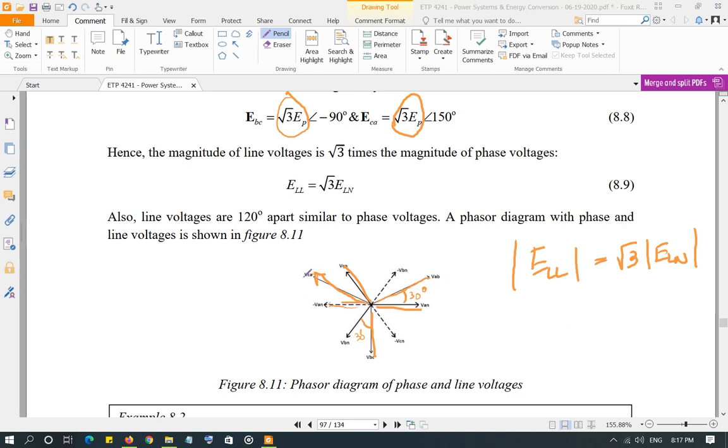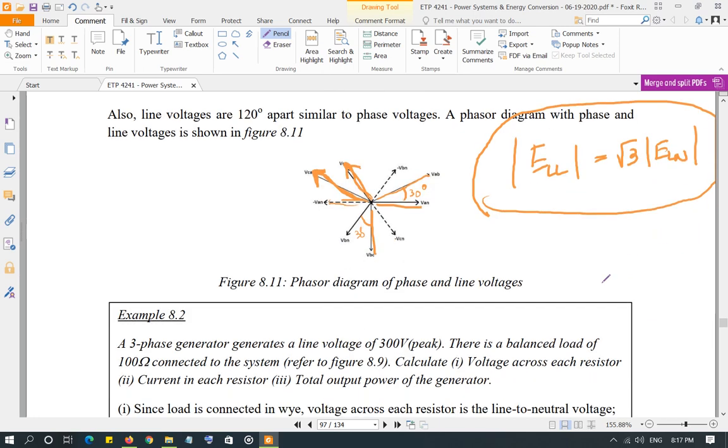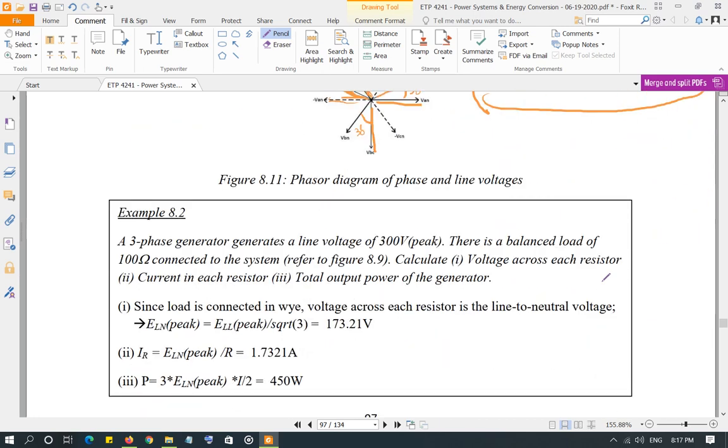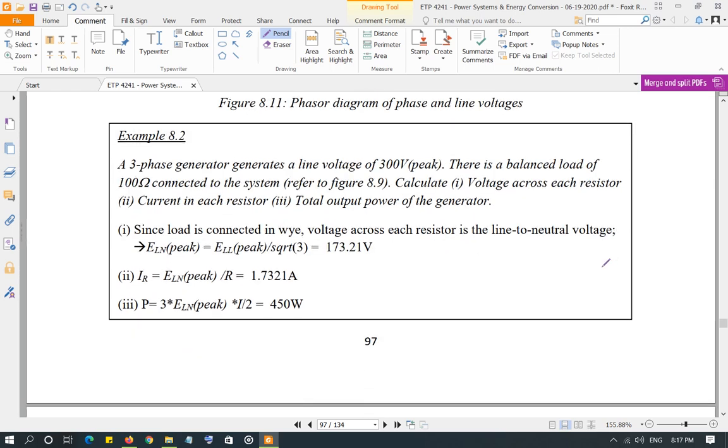Sorry, where is it? Oh, this is your ECN, sorry. This is your ECN, 120 degrees, and ECA is leading ECN by 30 degrees, and the magnitude is square root of 3 times the peak value of line to neutral voltage. So remember this result. For line to line voltage, the magnitude is square root of 3 times the line to neutral voltage. Example 8.2, you can go through the examples, pretty straightforward, you will understand it.